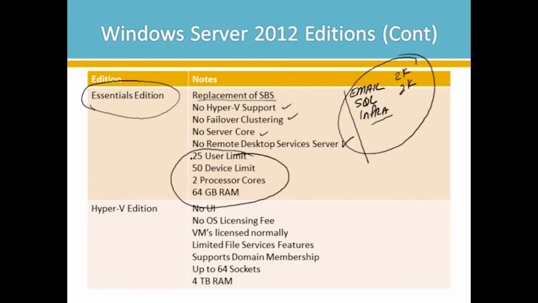We have Hyper-V edition. Hyper-V means we have no user interface, we have no licensing fee for the operating system. We actually license the virtual machines individually. You have limited file services. Think of it as enough to actually host all your ISO files and what's needed for Hyper-V. Hyper-V can join a domain, and you've got 64 sockets and 4 terabytes of RAM.